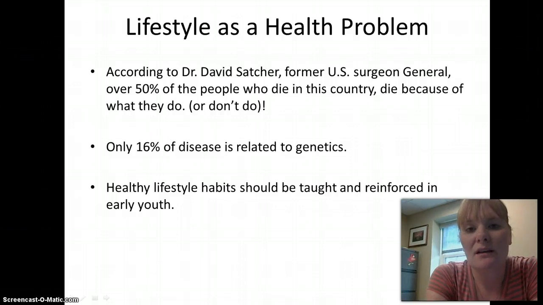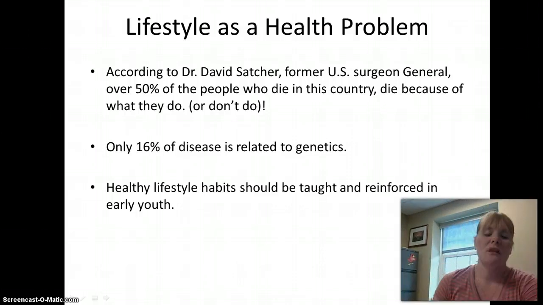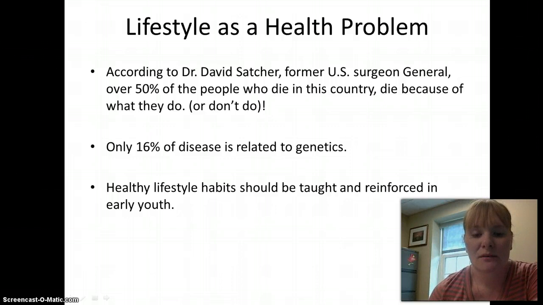And even being in that environment, if you can change those lifestyles, it doesn't mean that you could end up by smoking or drinking or being obese. You can change essentially your genetics. Healthy lifestyle habits should be taught and reinforced in your early youth. The choices you make today affect tomorrow.